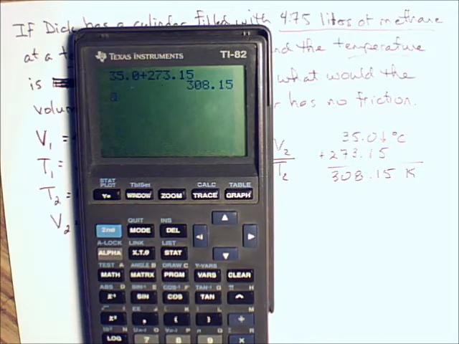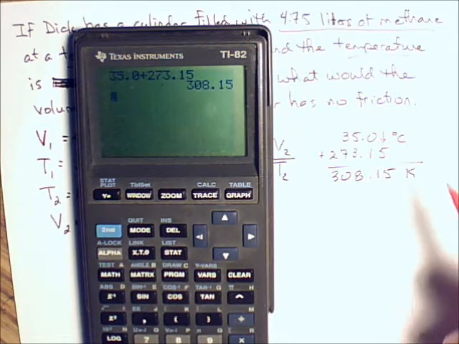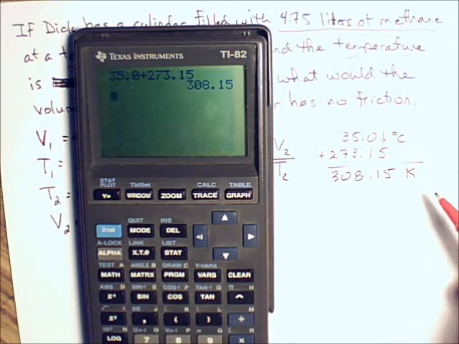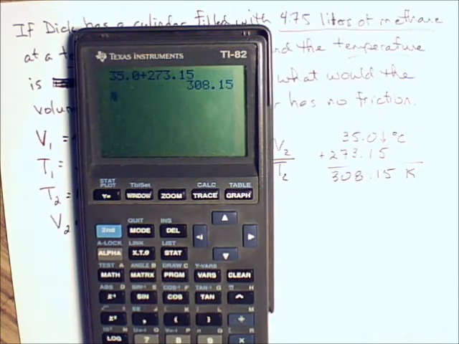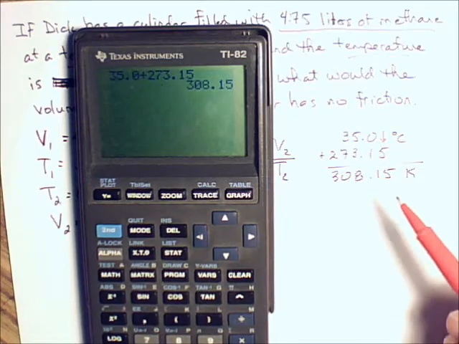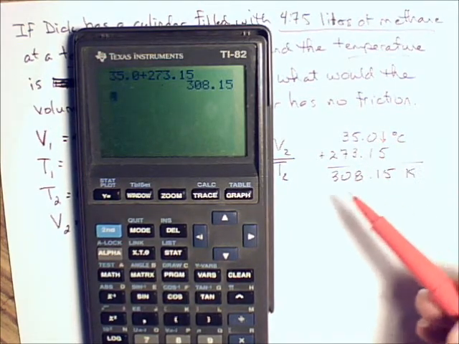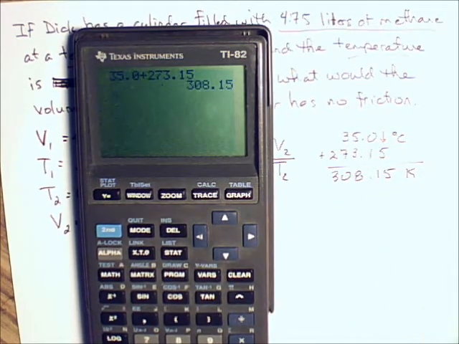Do we always add the same number? If you're converting from degree C to Kelvin, you're always adding this number. That number will never change. That's right. Now, if you're going from K or Kelvin to degree C, on the other hand, you have to subtract that number, but the number stays the same.